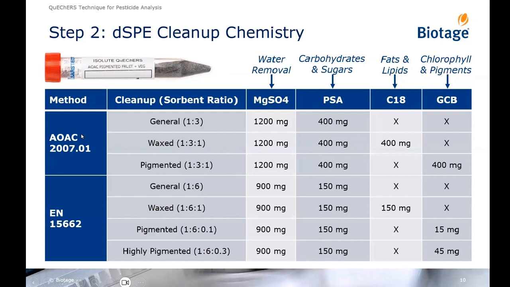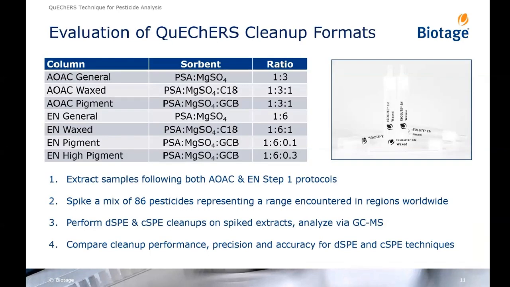And as you can see, for each method, AOAC or the European method, they have a cleanup sorbent that's used for general fruits and vegetables, more waxy fruits and vegetables such as oranges, and then pigmented or highly pigmented fruits and vegetables such as spinach. And the ratios of PSA to C18 to GCB will all relate to what the sorbent is supposed to be used for and what type of sample matrix it is. So we use this ratio to create CSPE columns that mimic the exact ratio that's used in the AOAC and European methods.